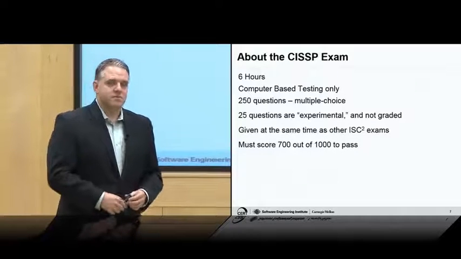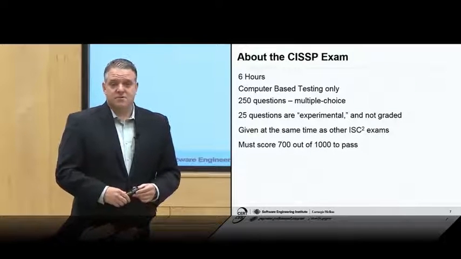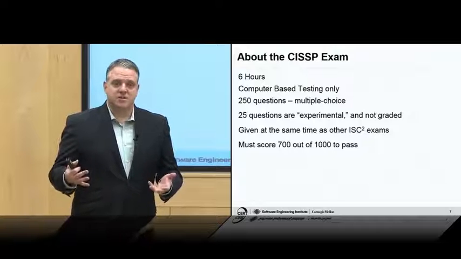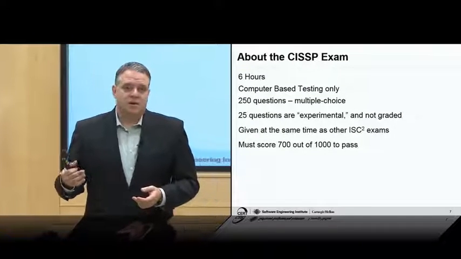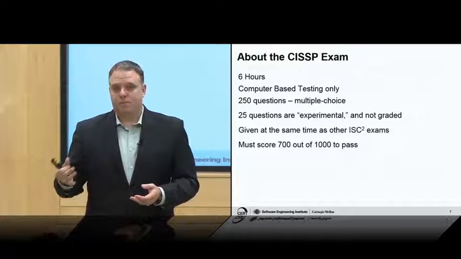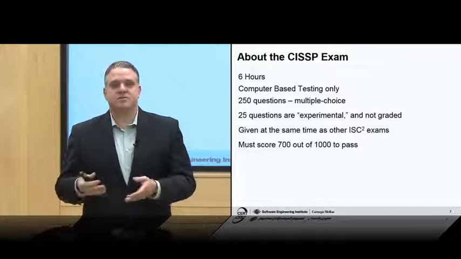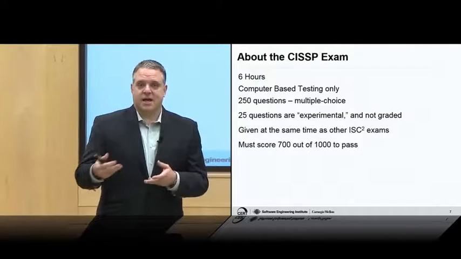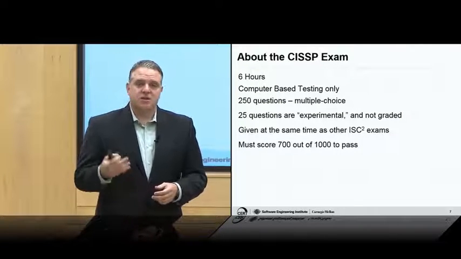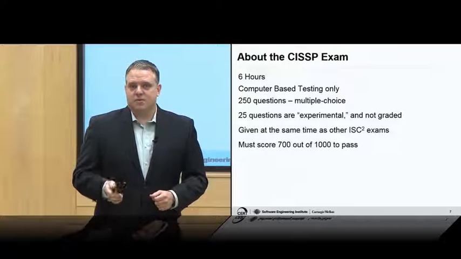The exam itself is about 6 hours, 250 questions spread out over those 8 domains that we mentioned. There are 25 questions that won't be graded. They are test questions or experimental in nature. ISC squared's just testing out new material. And you've got to get 700 out of 1,000 in order to pass the exam.